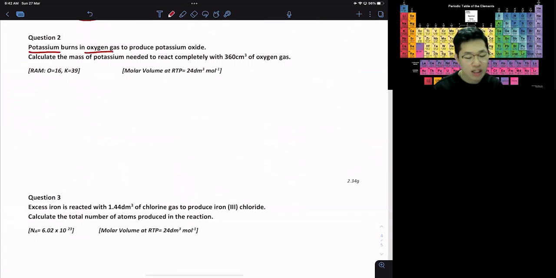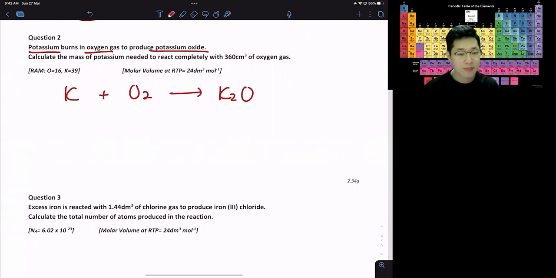Okay, question 2. Potassium burns in oxygen gas, producing potassium oxide. So potassium reacts with oxygen, producing potassium oxide. Balancing the equation: 4, 1, 2. Step number 1, calculate mole. Mole of what? Read the question.